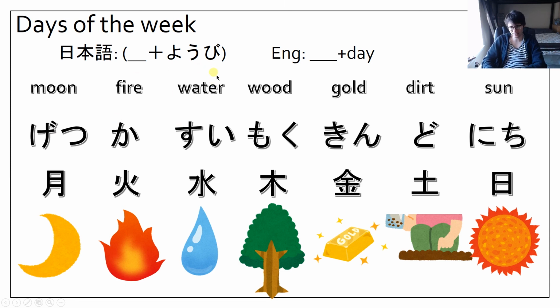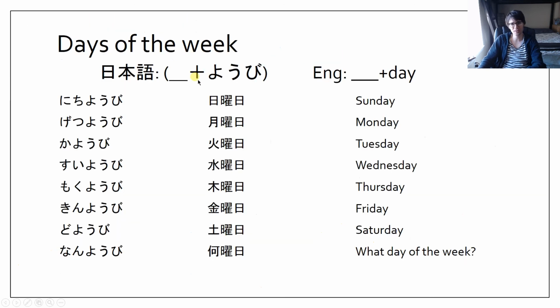So let's go ahead and practice saying the days of the week. We're going to plug these into this formula up here to get this. And let's start with Sunday. So we'll do nichiyobi. Monday is getsuyobi. Tuesday is 火曜日. Wednesday is 水曜日. Thursday is 木曜日. Friday is 金曜日. Saturday is 土曜日. And then if you want to ask someone what day of the week it is, it's 何曜日.